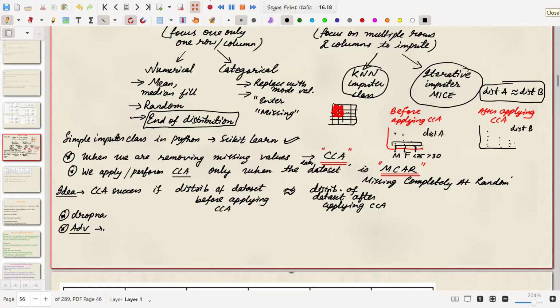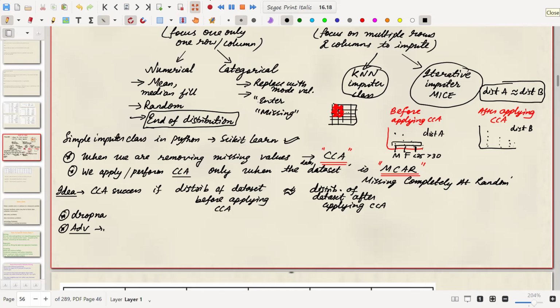Yes. Actually, if your data set has a lot of missing values, then what does CCA suggest? Remove all of them. Now, if your data set has many missing values, see the word many, and you apply CCA, what happens? You will remove all the missing values, and then your data set will be left with very few entries.